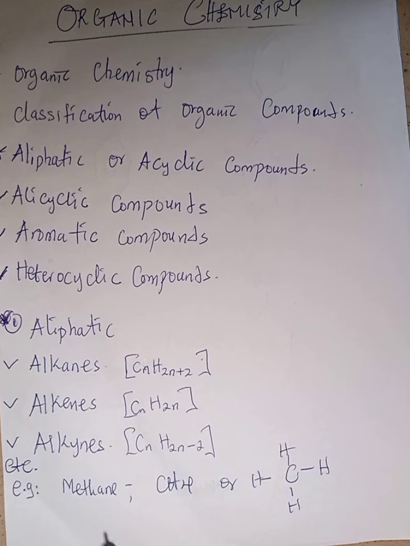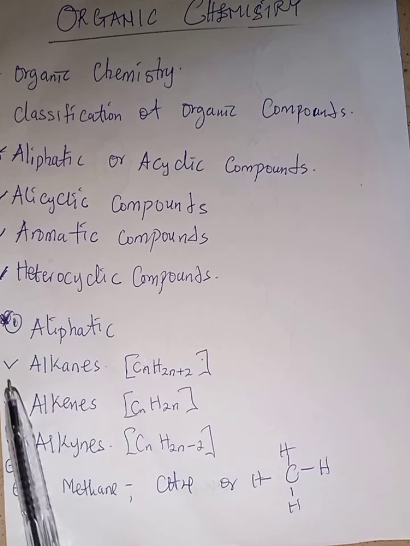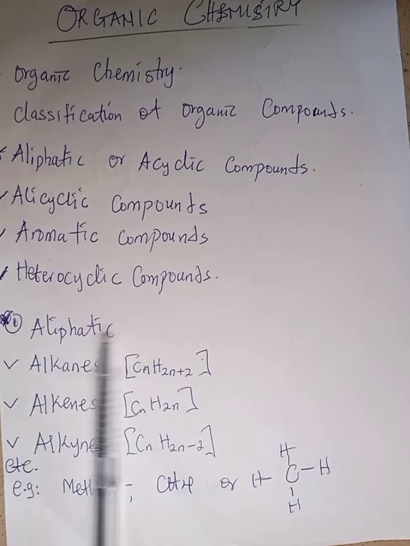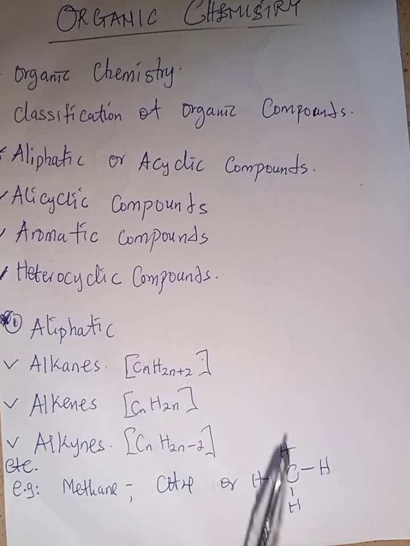So let's look at other things now from these aliphatic compounds. Remember, aliphatic compounds are the alkanes, alkenes, alkynes, etc. As long as it has a straight or branched carbon chain, it is aliphatic. So let's look at others now.